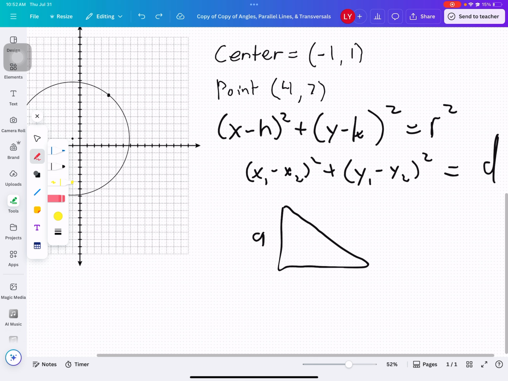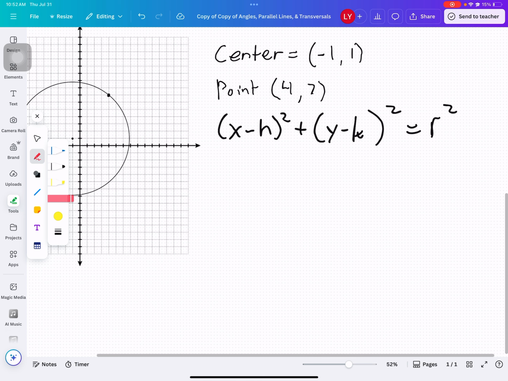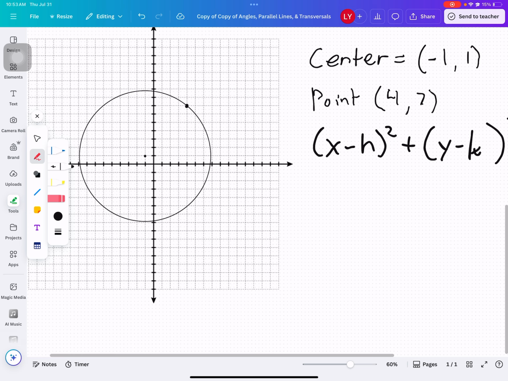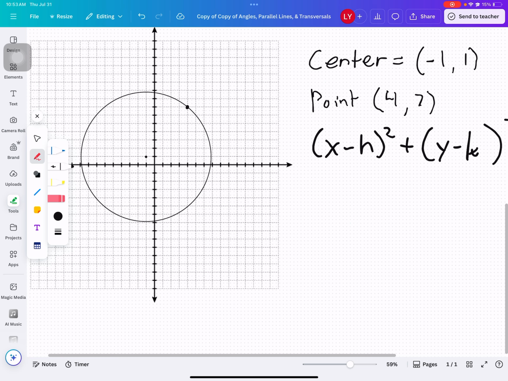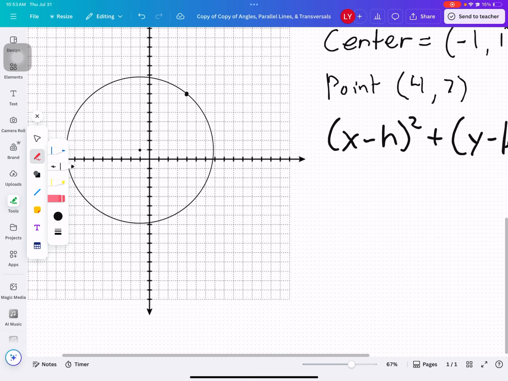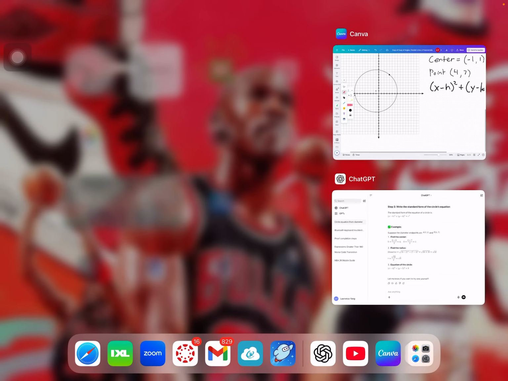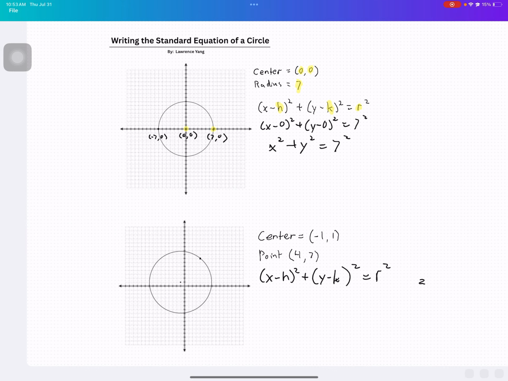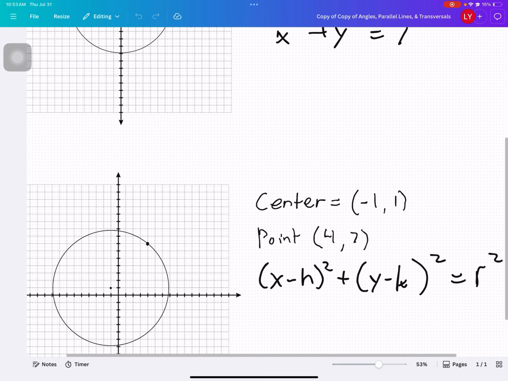Let me just erase these real quick. So now that we've found that the standard equation is basically the distance formula or the Pythagorean theorem, let's do a visual representation first. Sorry, my iPad's glitching a little bit. There we go.